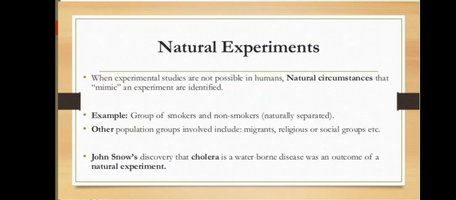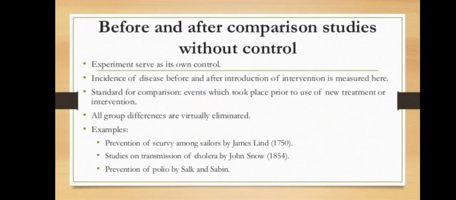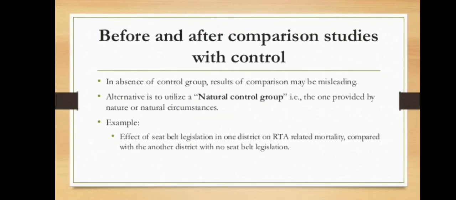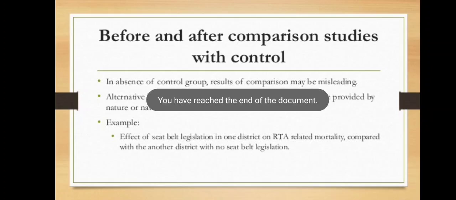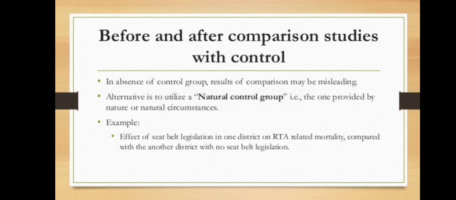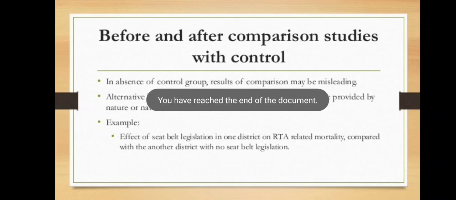The natural experiment: when experimental studies are not possible in humans, natural circumstances may create an experiment. Before-and-after comparisons: in the absence of a control group, results of comparisons may be misleading. An alternative is to utilize the natural control group that is provided by a natural circumstance test. An example: each of the disease frequencies in the exposed population is compared with another unexposed population. Thank you.